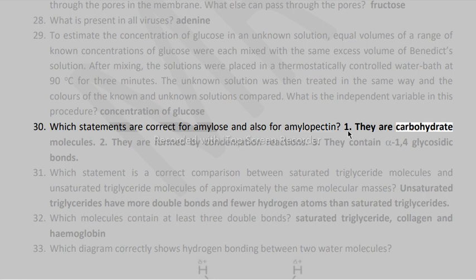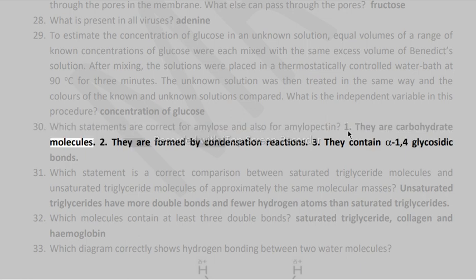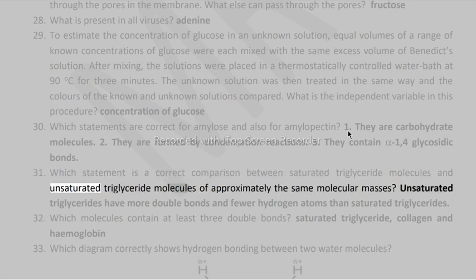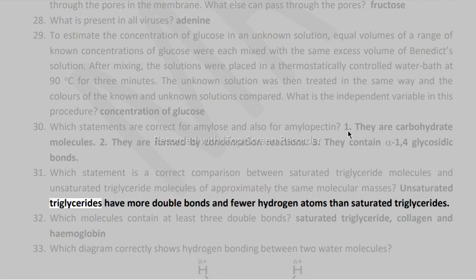30. Which statements are correct for amylose and also for amylopectin? 1. They are carbohydrate molecules. 2. They are formed by condensation reactions. 3. They contain 1-4 glycosidic bonds. 31. Which statement is a correct comparison between saturated triglyceride molecules and unsaturated triglyceride molecules of approximately the same molecular masses? Unsaturated triglycerides have more double bonds and fewer hydrogen atoms than saturated triglycerides.